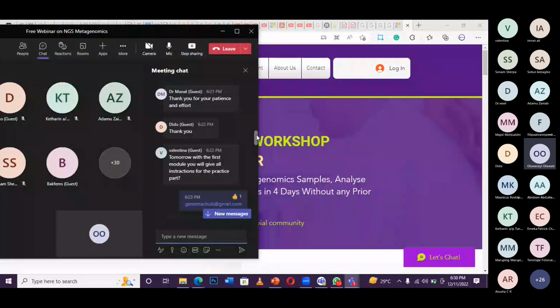So it means that if you are a very busy person, you have the modules to go through in your free time at any time, even in the midnight, to study. And then after these 3 days, we still give you more days to be able to go through and study them again.